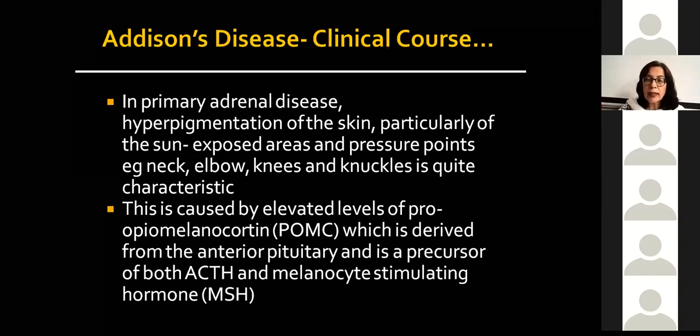Where does it occur? In the sun exposed areas and pressure points. The neck, elbows, knees, and knuckles are quite characteristic. The elbows, the knees, the knuckles, and the neck. Okay, so this is because of ACTH.